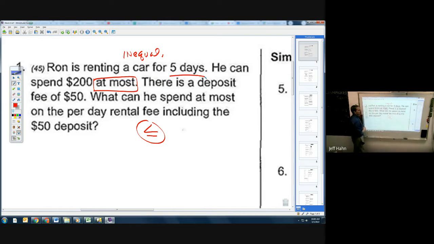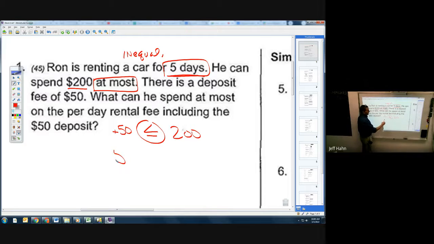You're renting a car for 5 days. You can spend $200. That's the most I can have. There's a deposit fee of $50, which means what? Max, what's a deposit fee? Well, if you're renting something, a deposit means you have to pay that right off. Like a security deposit, a safety deposit. And then I'm renting a car for 5 days. What is the cost per day of the car? You don't know, so that is your X. 5 times what number, when you add 50 to it, is at the most 200? What can he spend at the most per day?